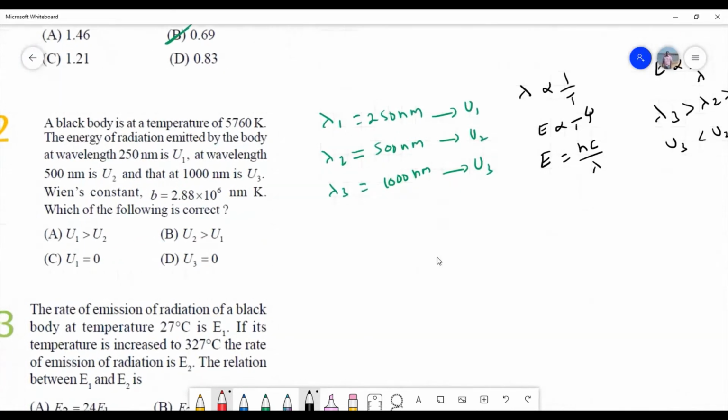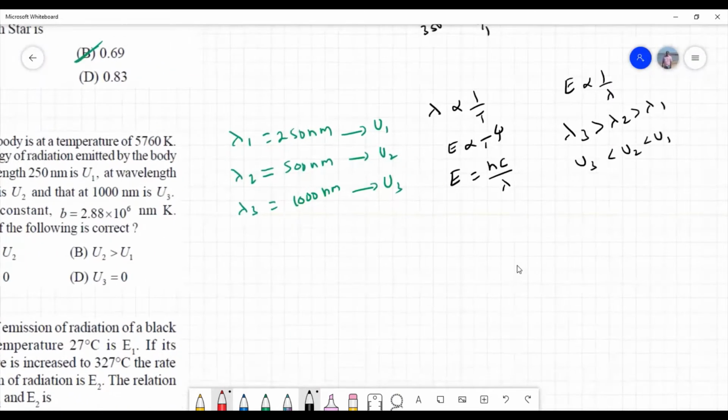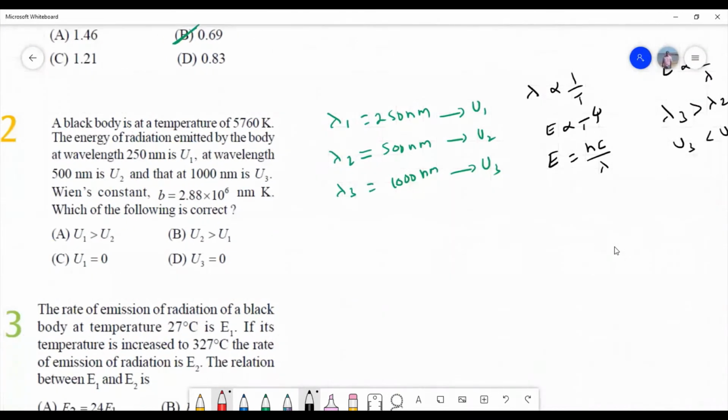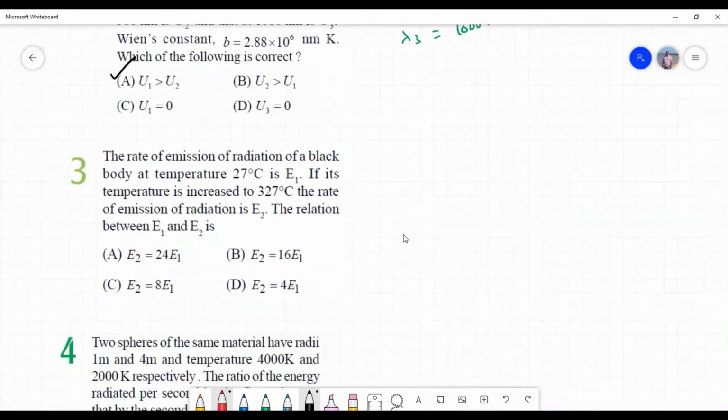Now let's check the options. Since U2 is less than U1, U2 cannot be greater than U1, so U1 greater than U2 is the answer. The others are not possible. Now let's move on to the third problem.